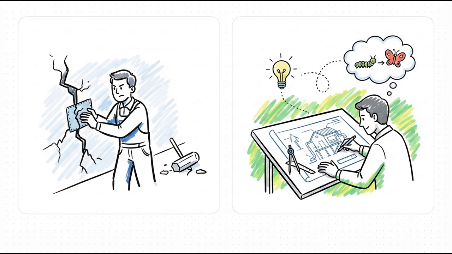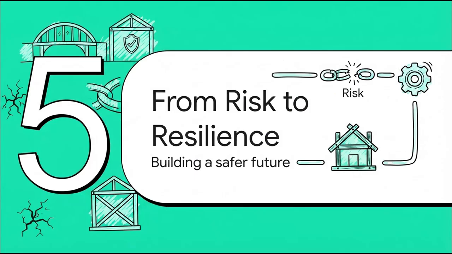For instance, after Hurricane Mitch in El Salvador, temporary emergency shelters were set up. But when the NGO's support inevitably ran out, those poorly constructed temporary shelters just became permanent housing. When earthquakes hit a few years later, they completely collapsed. So coping just isn't enough. We have to actively adapt. Which leads us to our final section, Section 5, From Risk to Resilience.